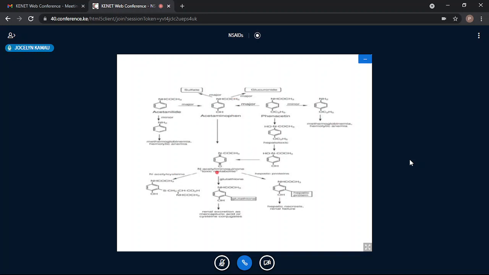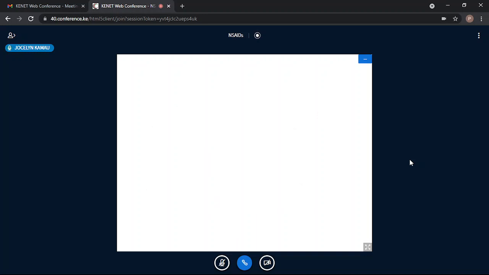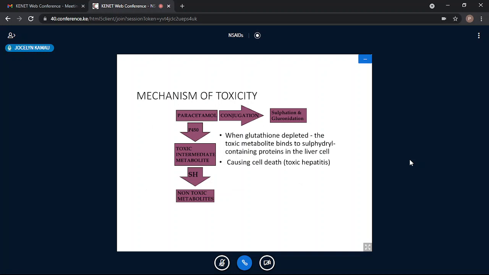So no drug is safe, none at all. That's why we stress that each and every drug must be taken at the right dosage, even paracetamol.